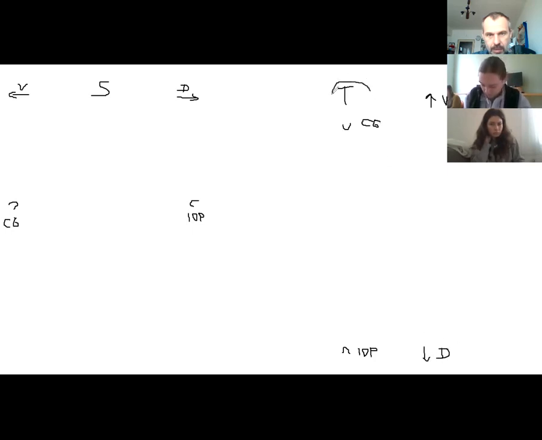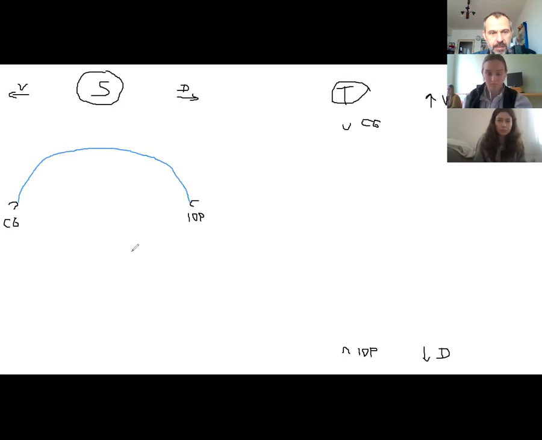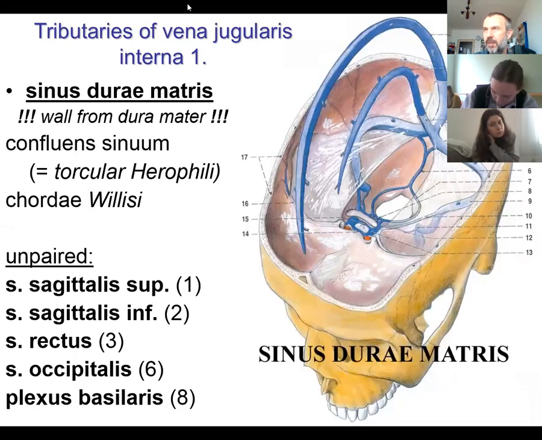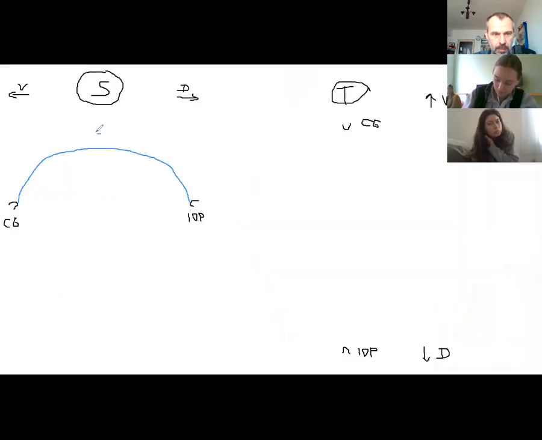Okay, now you may be lost, but when we start to draw, you will understand better. Let's draw the unpaired one: the superior sagittal sinus. I'll go back and show you here. If you look here, the superior sagittal sinus is nicely visible, coming from crista galli ventrally to the internal occipital protuberance. If you are lost, you just ask. So that's the superior sagittal sinus.